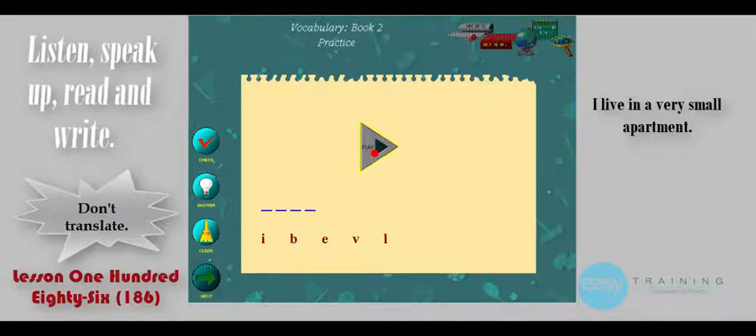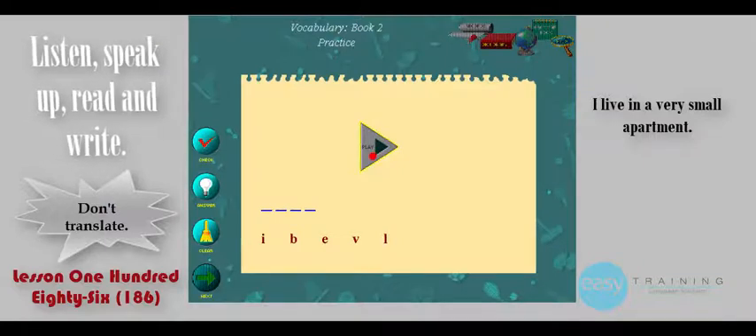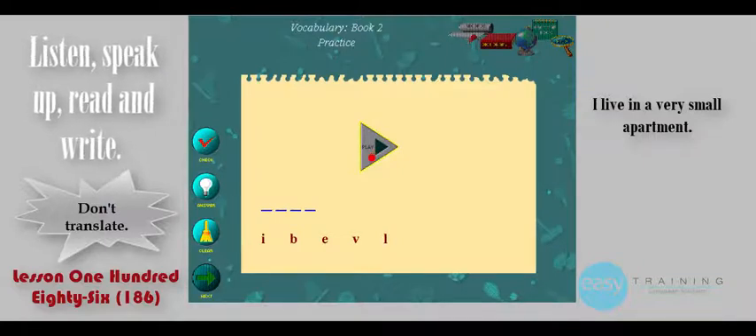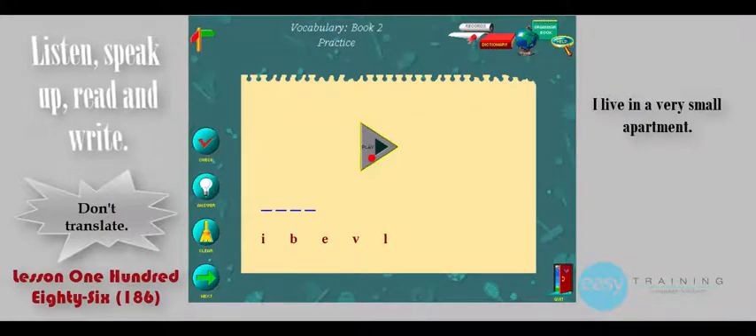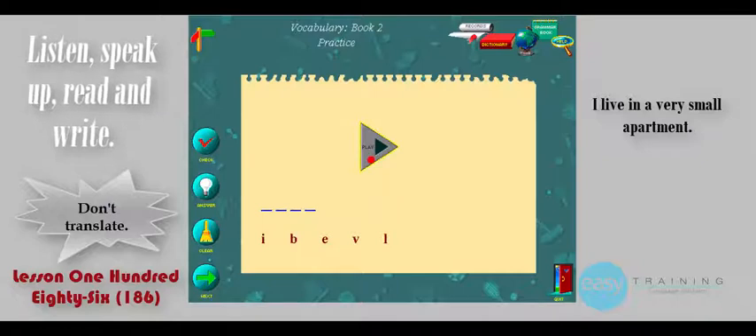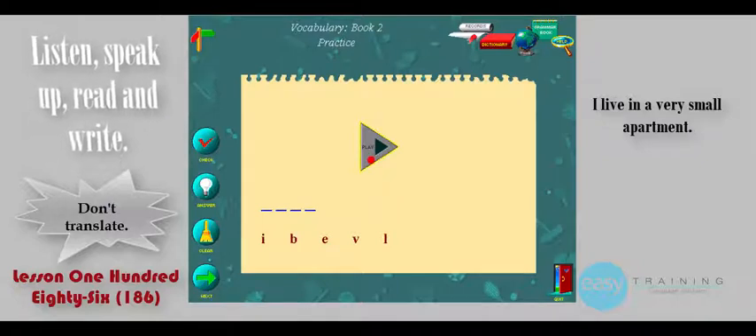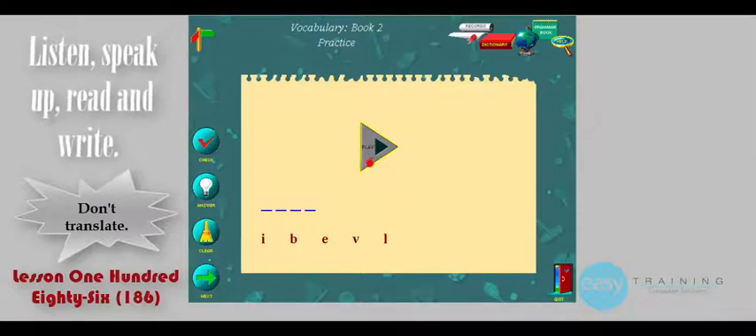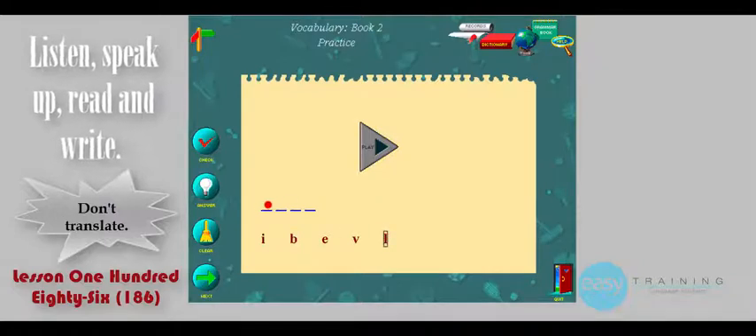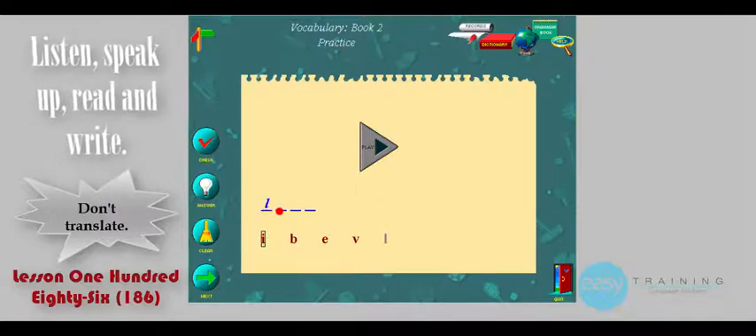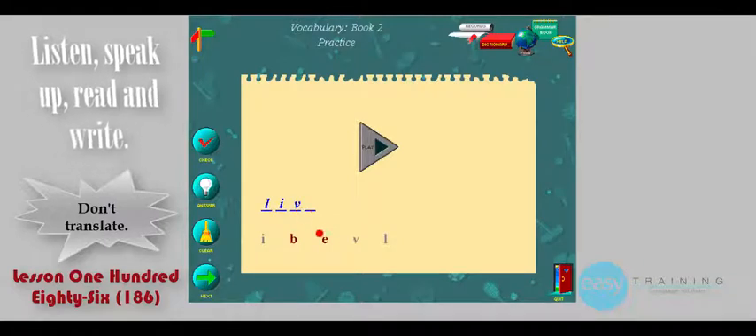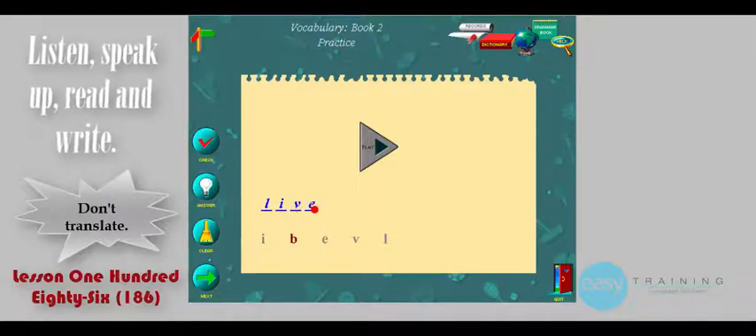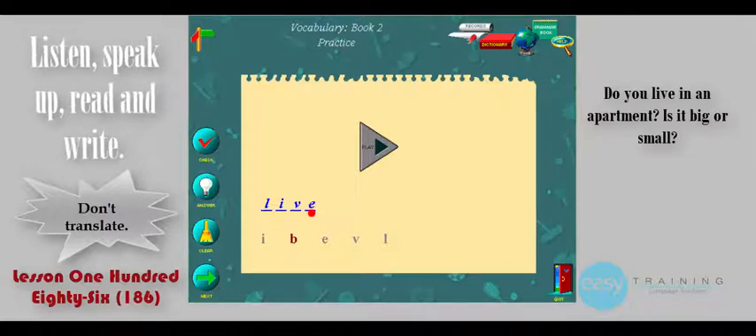Listen. Live. I live in a very small apartment. Live. I live in a very small apartment. This man says he lives in a very small apartment. How do you spell live? That's L, I, V, E. Do you live in an apartment? Is it big or small?